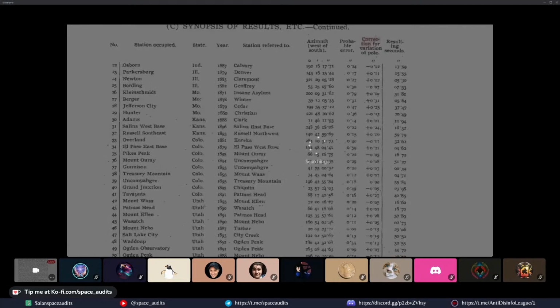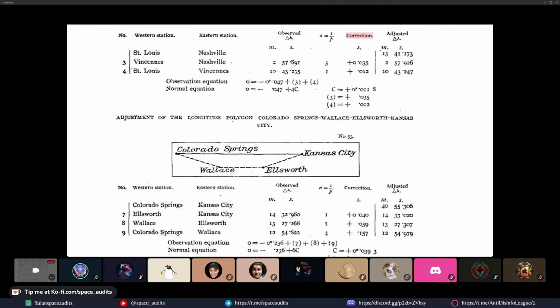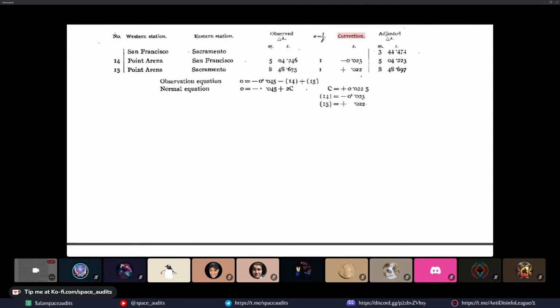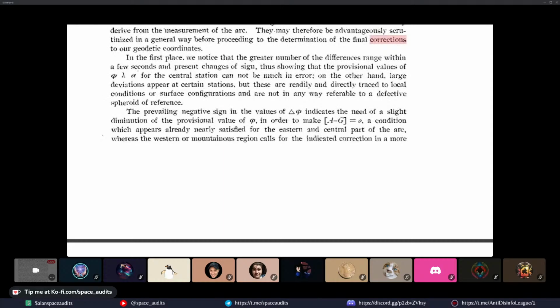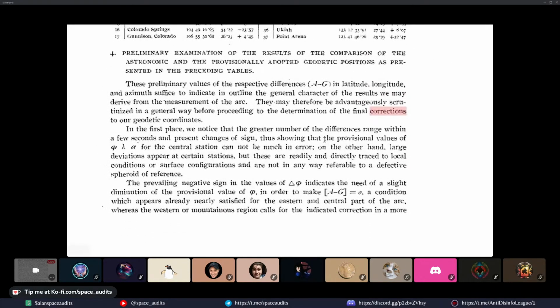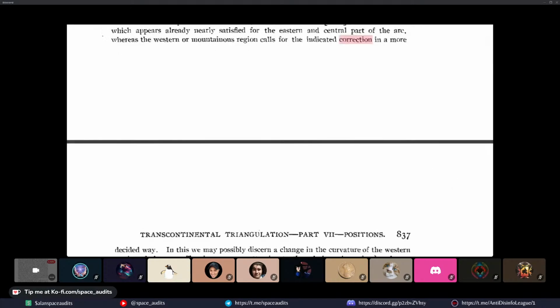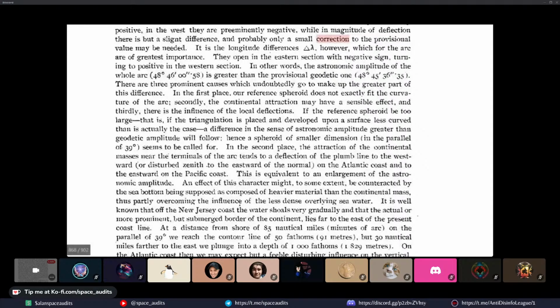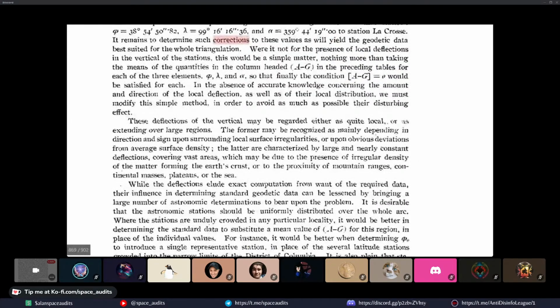Again, this is the professional, absolute certainty degree of measure that these people want to go with. This is what McToon tells everyone, right? "They may therefore be advantageously scrutinized in a general way before proceeding to the determination of the final corrections to our geodetic coordinates," meaning we're going to choose which errors we're going to throw out, which margins we're going to adhere to, and at the very end, which coordinate system we adhere to. So, I mean, this is insane. If this is what's put forth as proof of the globe, man, I'm happy I made the right choice.